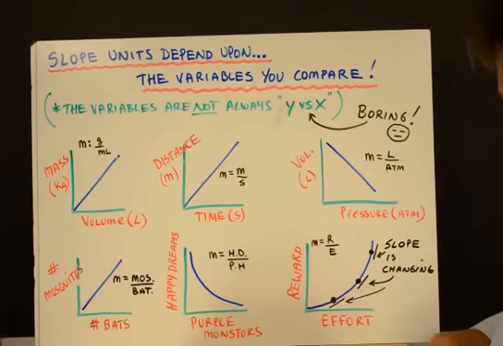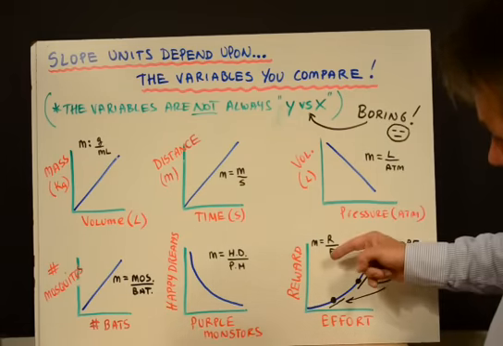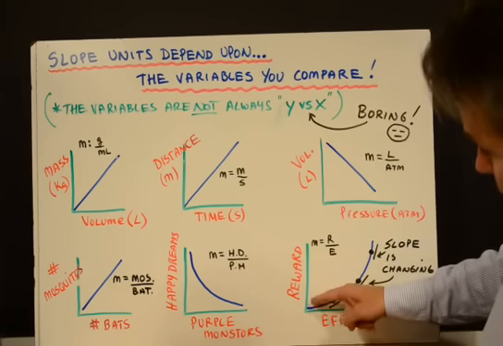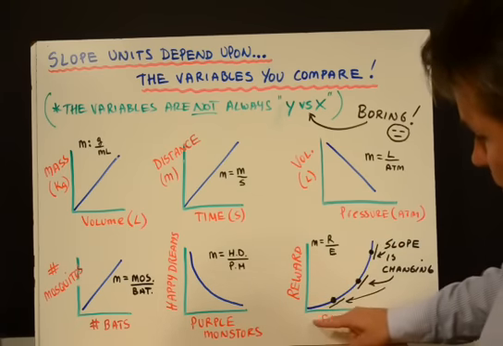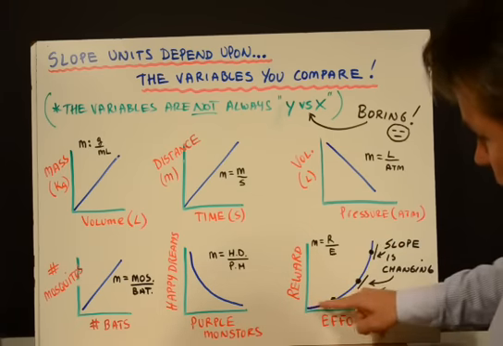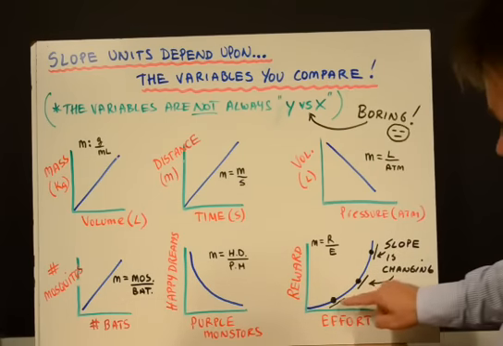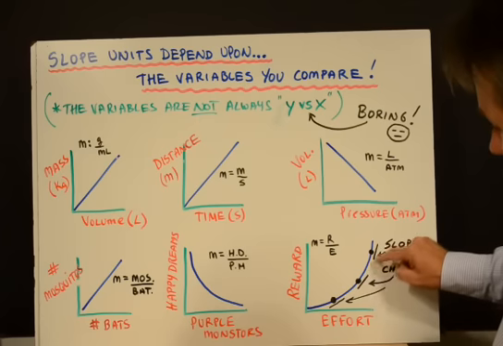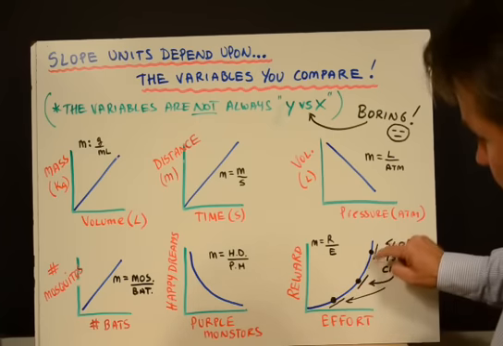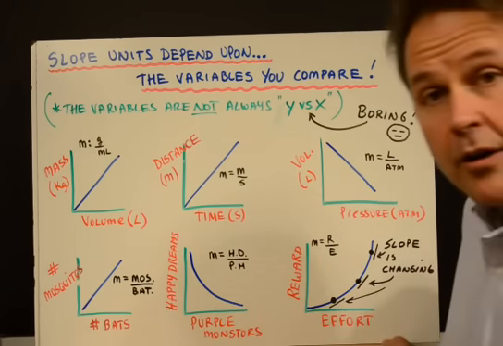And lastly here, I love this because it represents physics class: the reward versus the effort. As you increase the effort, it looks like the reward increases exponentially. And you can see that because the slopes of the instantaneous spots there are increasing.